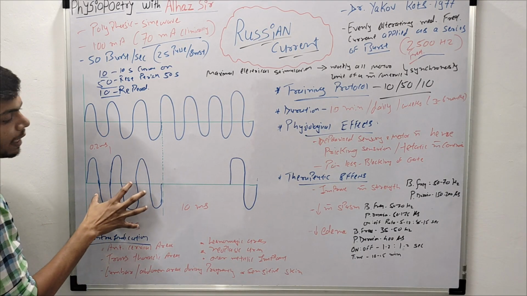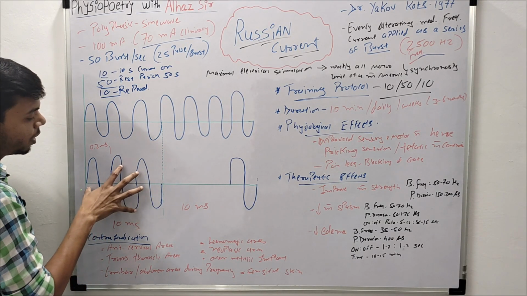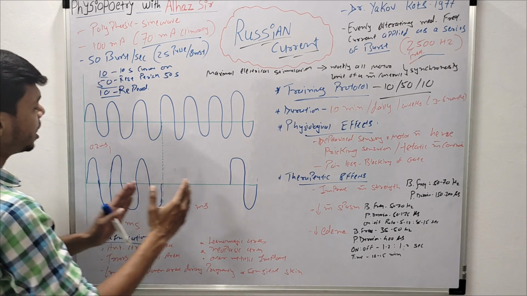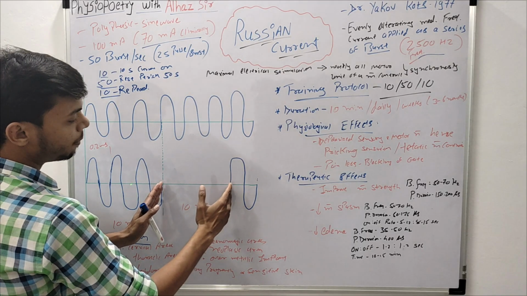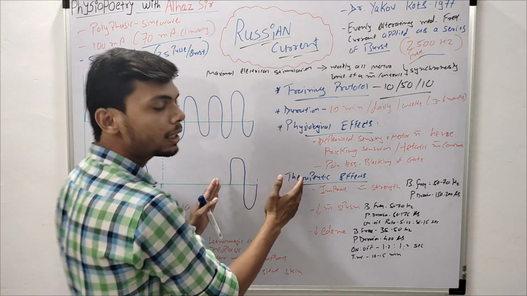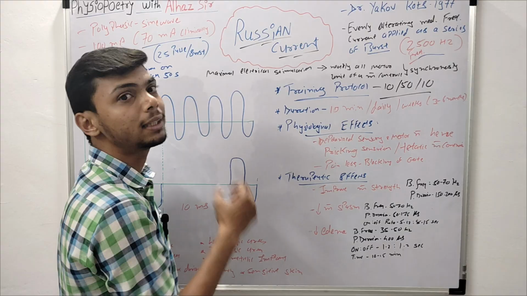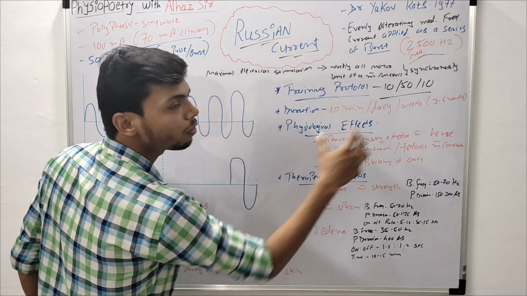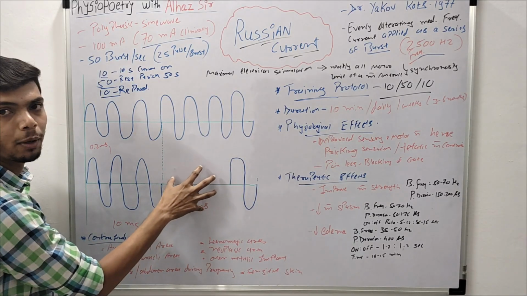So here we will apply it as a series of bursts. So here we will apply it for some small portion. A burst will be given for 10 milliseconds. Again for another 10 milliseconds there will be a gap. There won't be any current. For the next 10 milliseconds we will be applying the second burst here. So Russian current we will apply in a series of bursts with a gap in between.